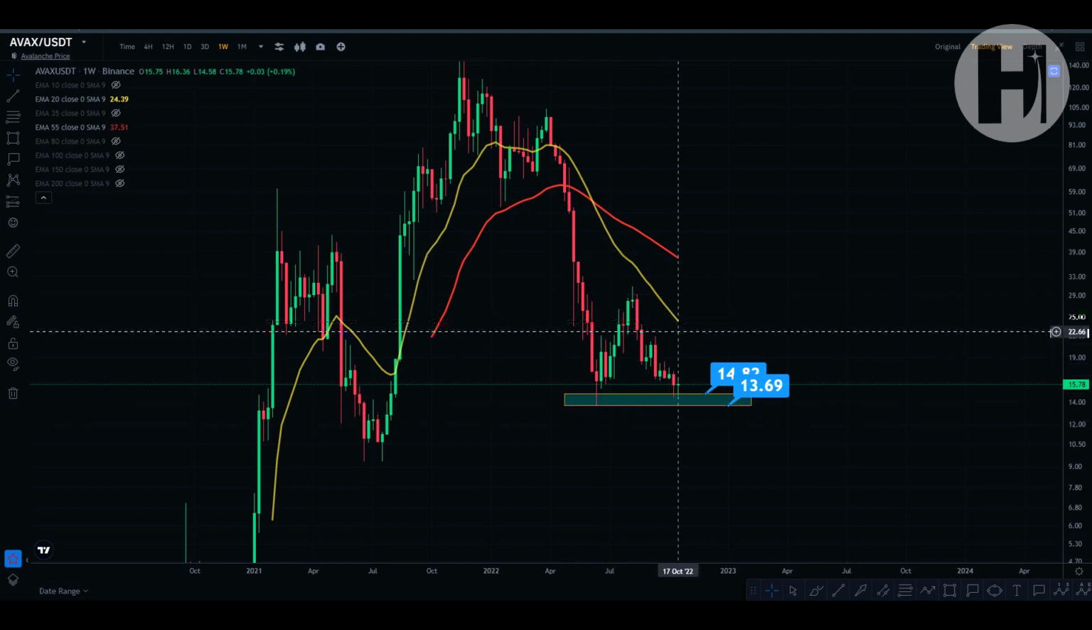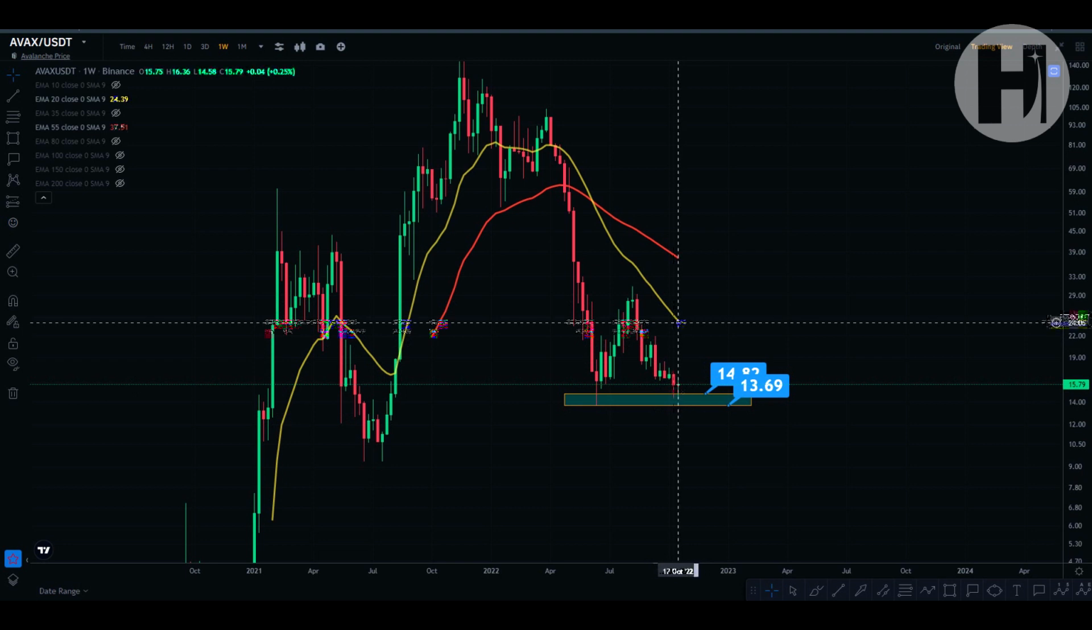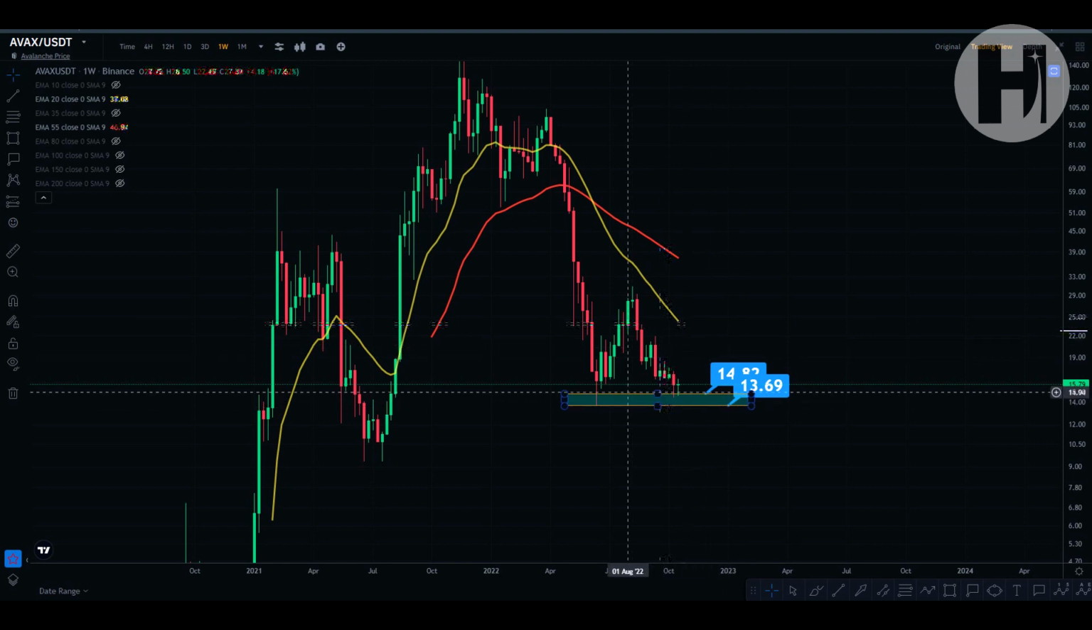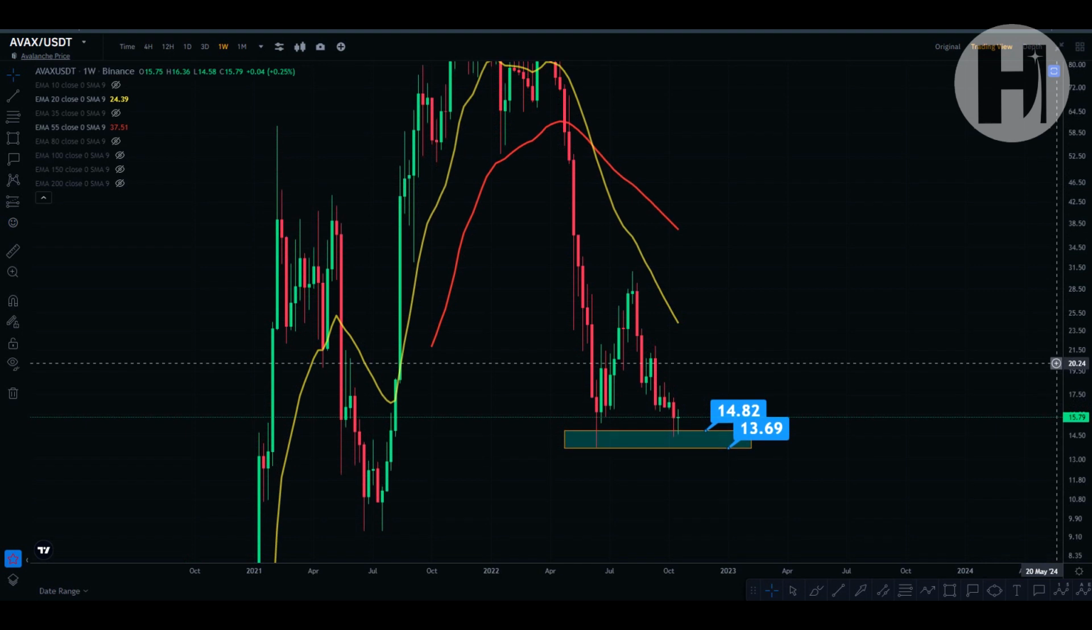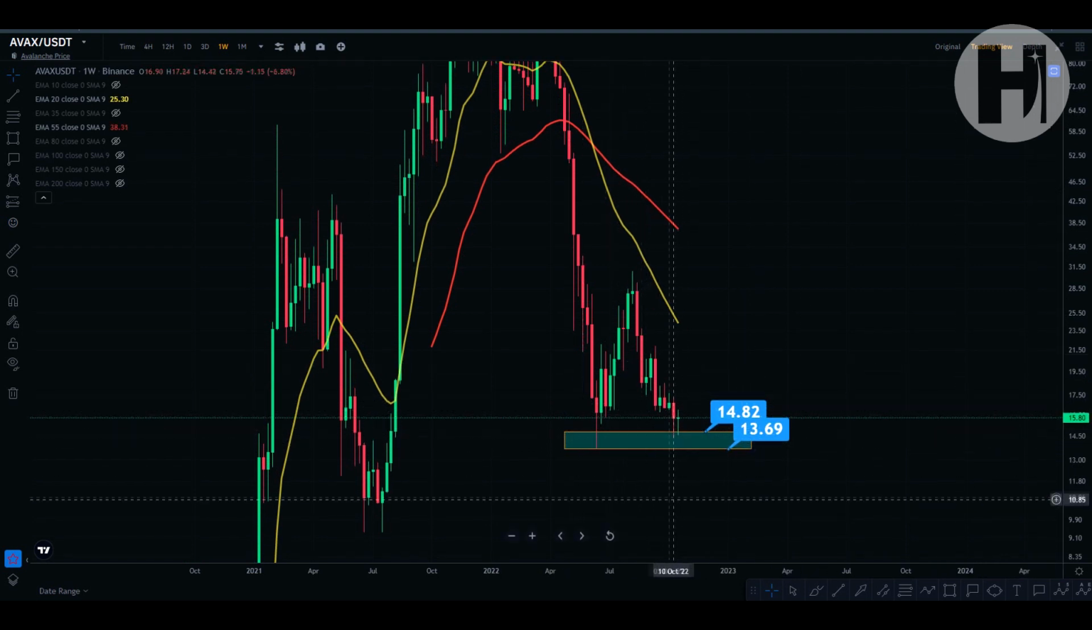We're very far away from the 20 EMA, so we potentially might see a relief rally all the way up to the 20 EMA on the weekly chart. That's around about $24 right now. And we're coming back down to this support here, anywhere between $14.8 to $13.7. That's a great buying opportunity.